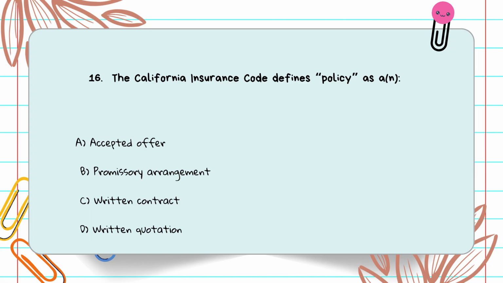Question number 16. The California Insurance Code defines policy as a: A, accepted offer. B, promissory arrangement. C, written contract. D, written quotation. A policy is basically your written agreement with the insurer. It's a contract. The answer is C, written contract.